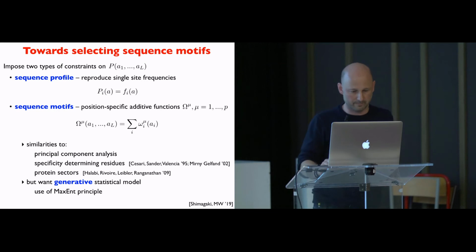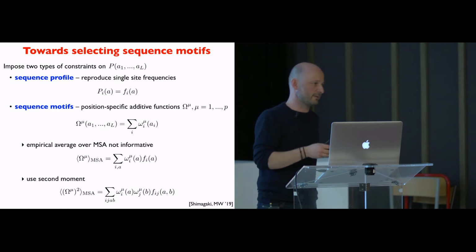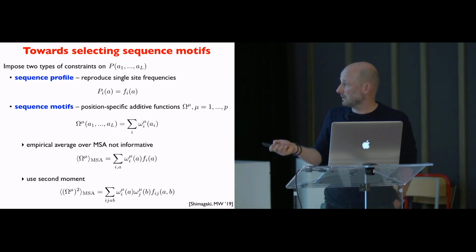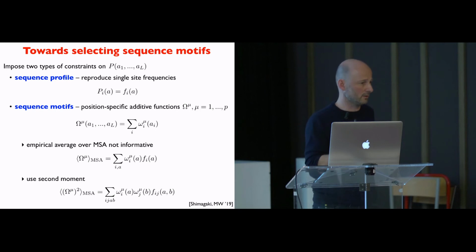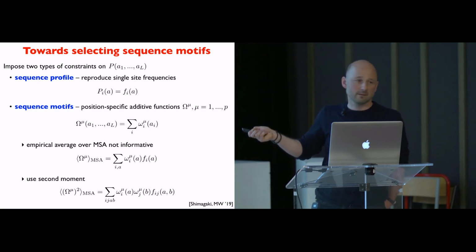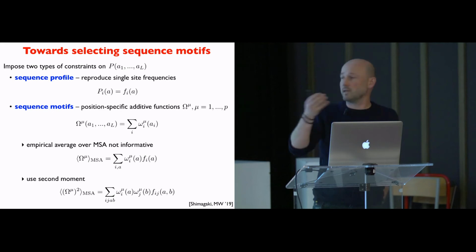So what are these omega really? Now we do this again by first doing this maximum entropy modeling, which I was talking about before. I told you that for an observable, the empirical average should coincide with the ensemble average in the model, which for this omega is nothing interesting, because the average over the multiple sequence alignment is just given by this average with this Fi. But since we fit them, it's always the case. So the average is already done. So we can go to the second moment.